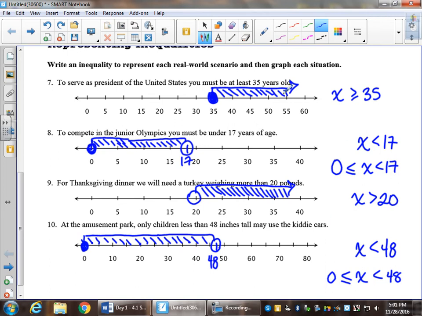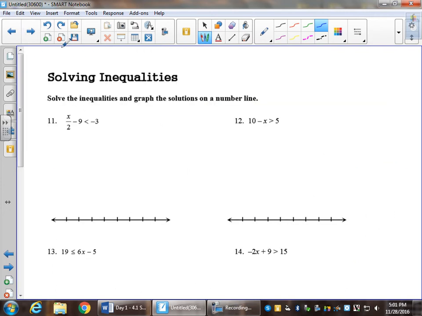This is not the focus of today's lesson. This is just trying to help warm our brains up with inequality language, making connections to inequalities that we come across every day in real life. Let's get into our solving. This is really the focus of today, is refreshing our knowledge of solving.